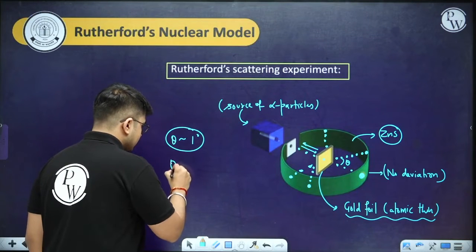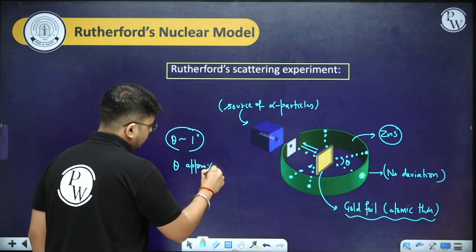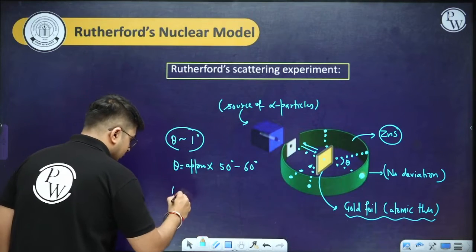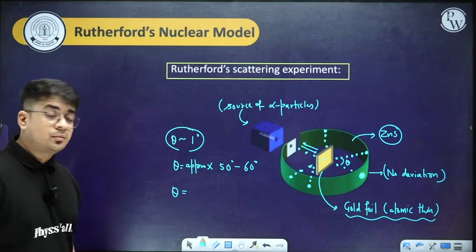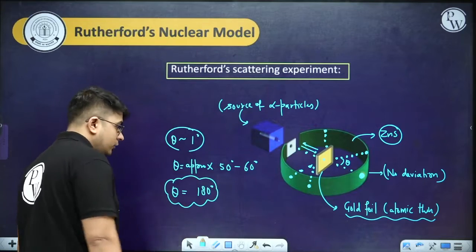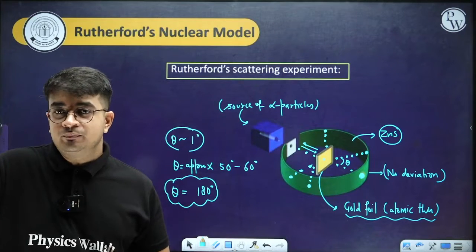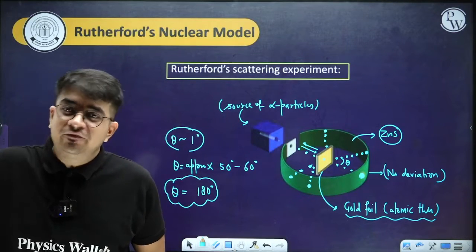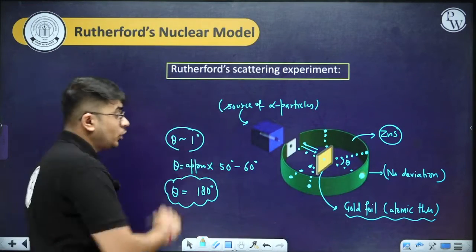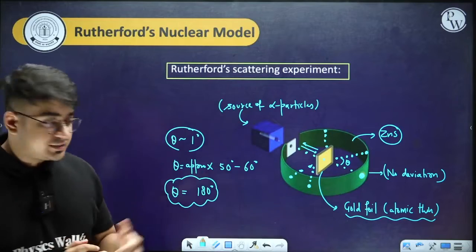In certain cases, this theta was approximately 50 degrees or 60 degrees. In one case, after 20,000 bombardments, there was one case where theta was exactly 180 degrees, and he was really confused. He was expecting something else, because the positive charge is uniformly distributed. If the positive charge is uniformly distributed, every time I'm going to see certain types of deviations, because I'm bombarding the entire part with the positive charge. So I need to show that this Thomson model is going to be correct. But these results were entirely different.